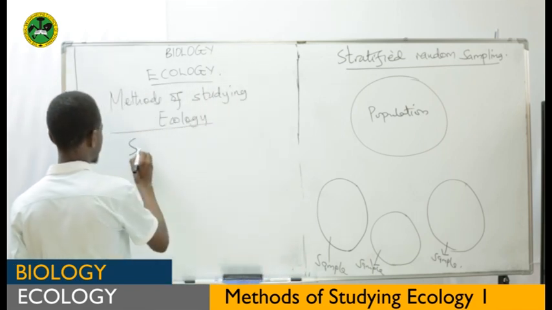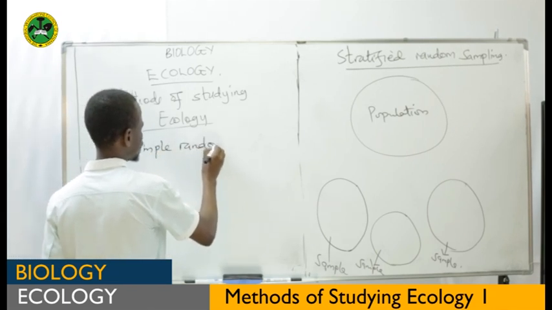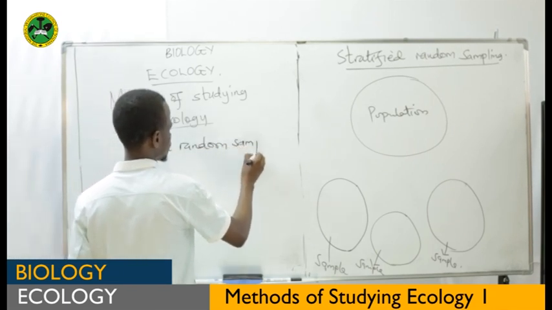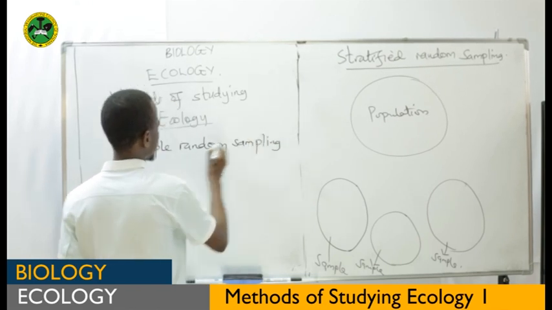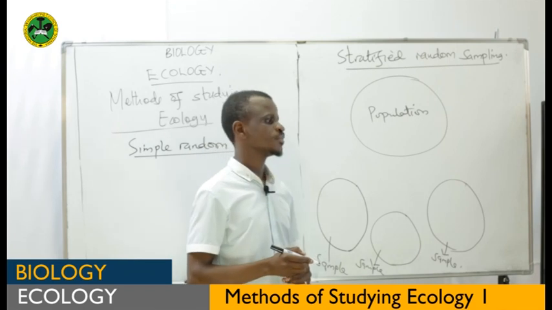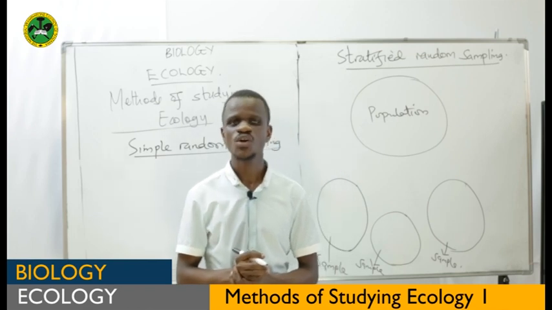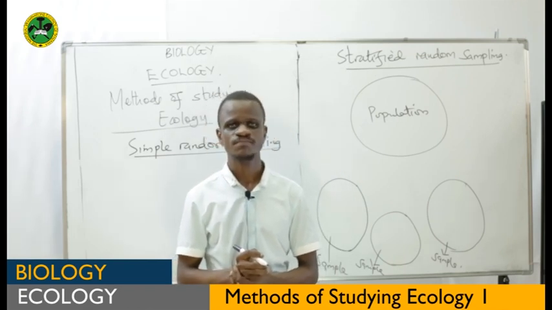Let us start with simple random sampling. As I said to the question number 1, in simple random sampling, sample is selected randomly. Therefore, every individual in a population has an equal chance of being selected. Together, my student?